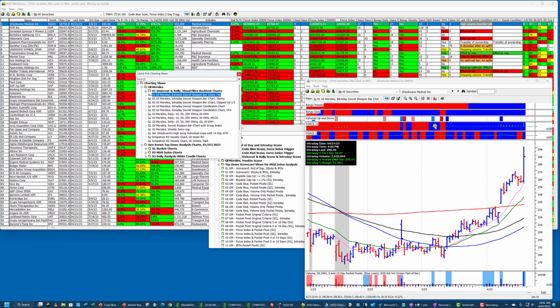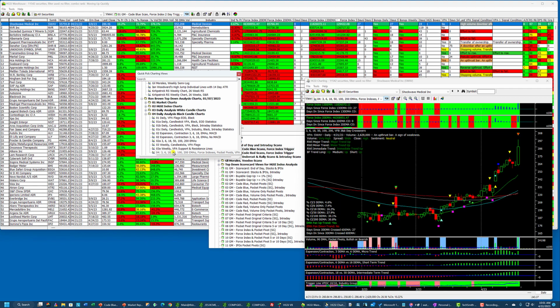So this is a standard code red and code blue chart. If you're an Insider Club member, if you download the charts or update them today, this chart, I only put a black version in so far. It's under my daily analysis black candle charts, and it's chart number 4.